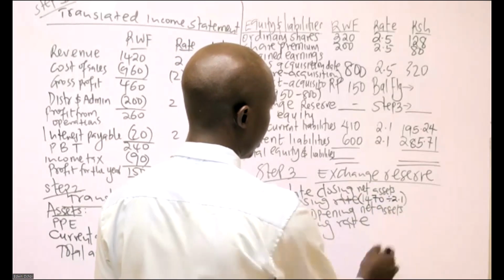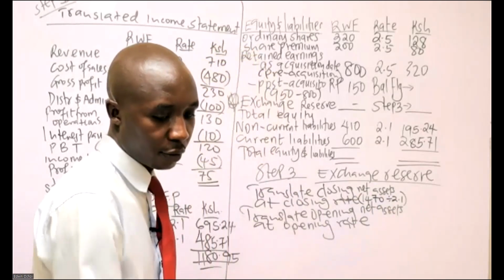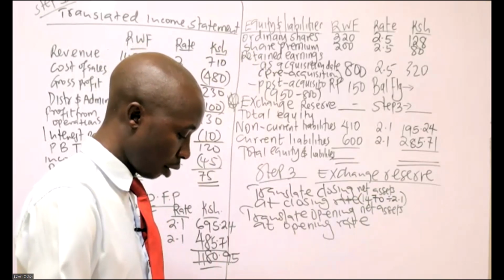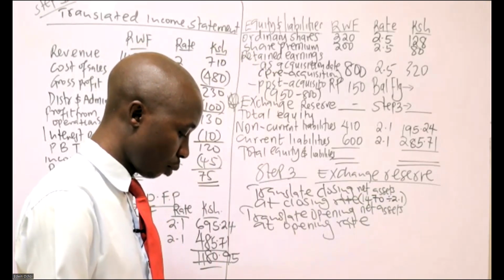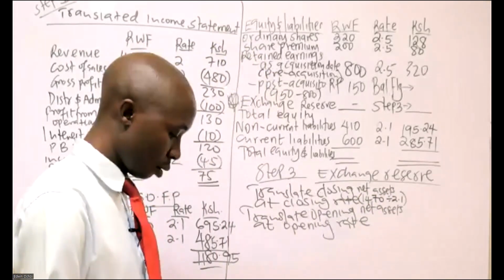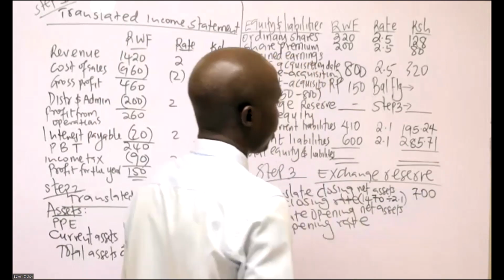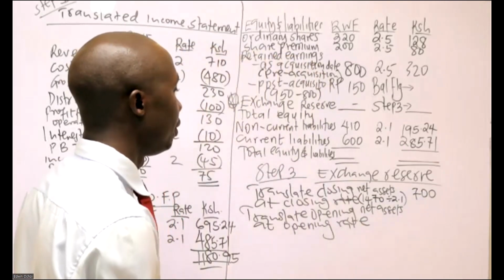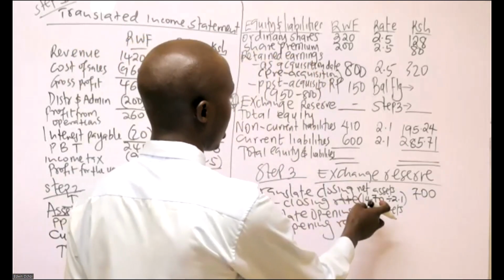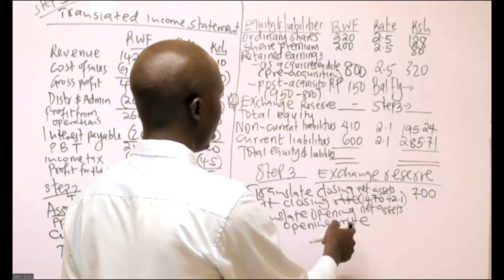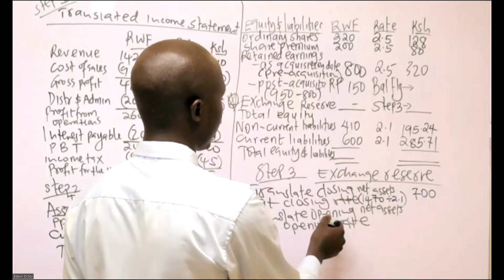2.1. What did you have? If you take 1470 divided by 2.1, that is 700. So if this is the closing, and we need the opening.